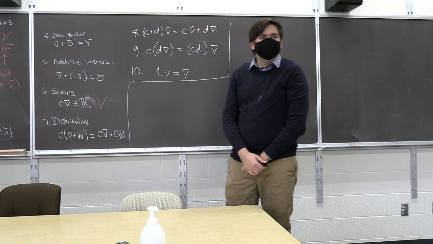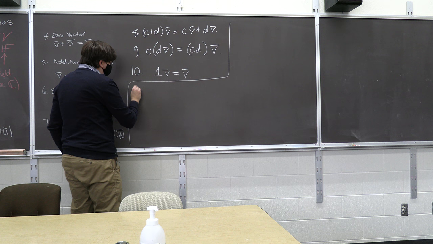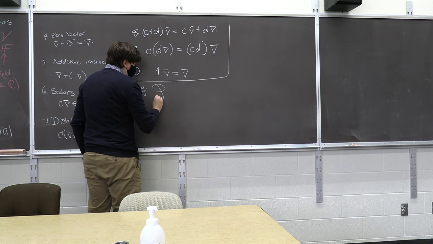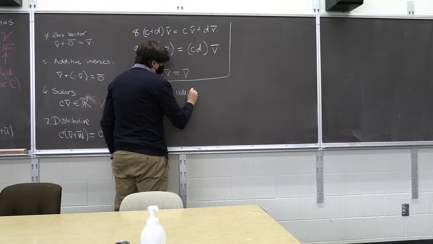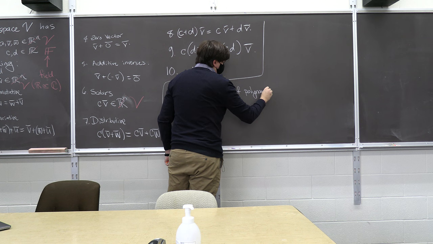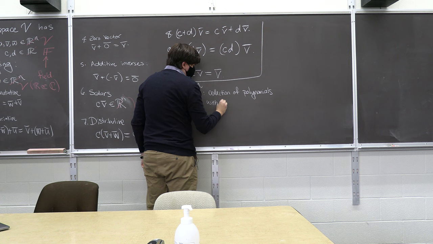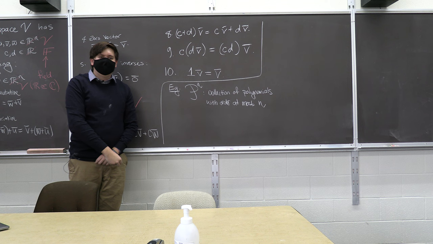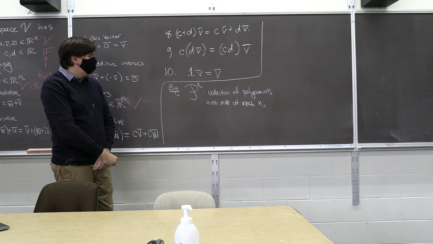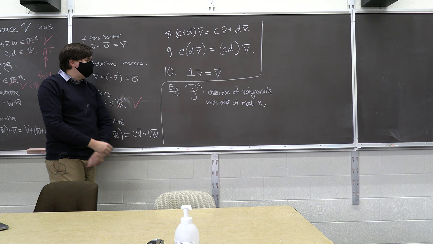Excellent. Here's our first example. I'm going to denote it big Pn, and by that, I'm going to mean the collection of polynomials with order at most n. So like P2 would be everything up to the quadratics, right? Or P3 are things up to your cubics. Let's go through and check that this really satisfies the properties.